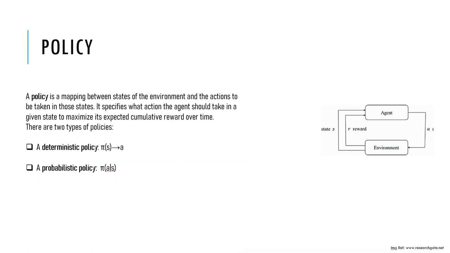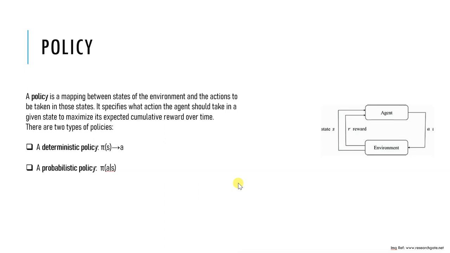Now the next is policy. Policy is basically a mapping between state and action, which tells us the action to be taken from those states. The policy can be either deterministic or stochastic. So let's understand both of them.